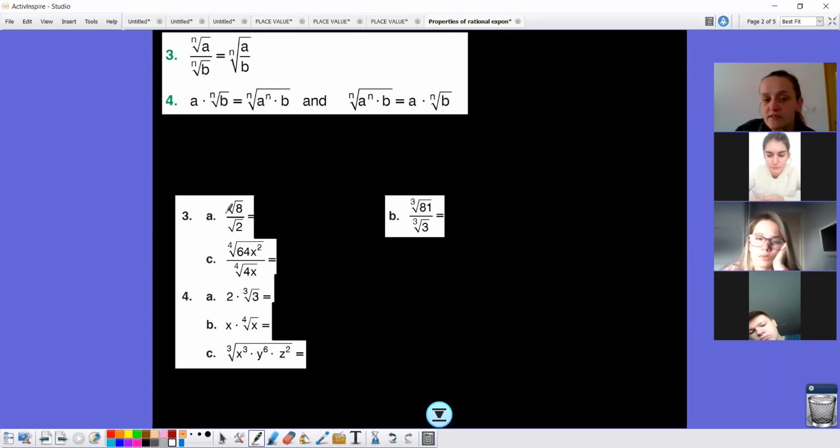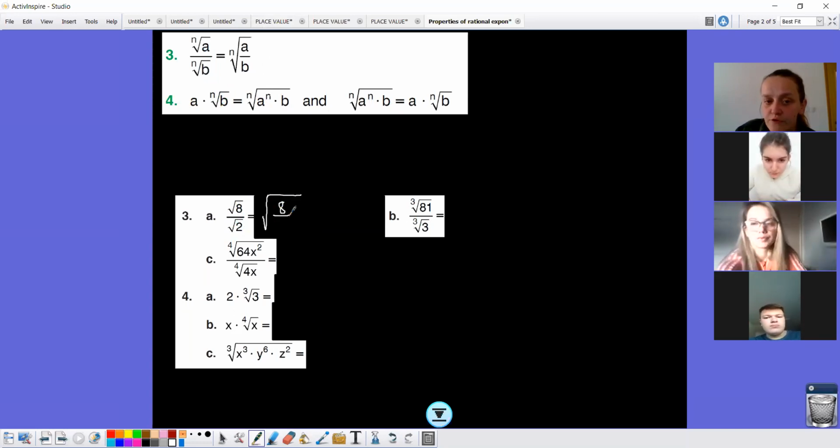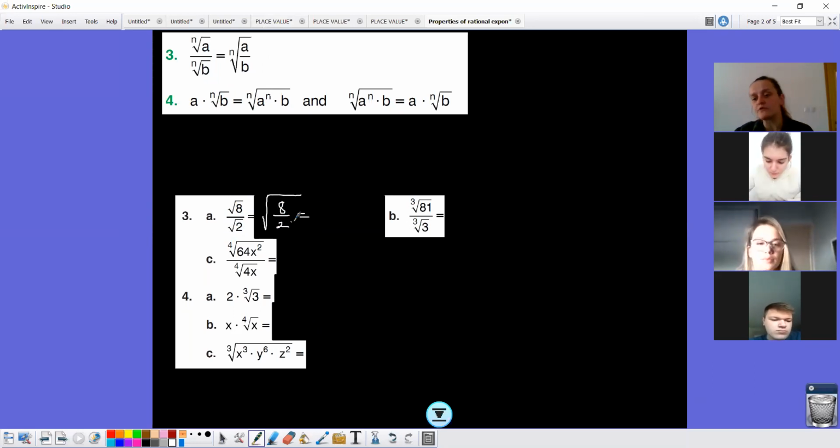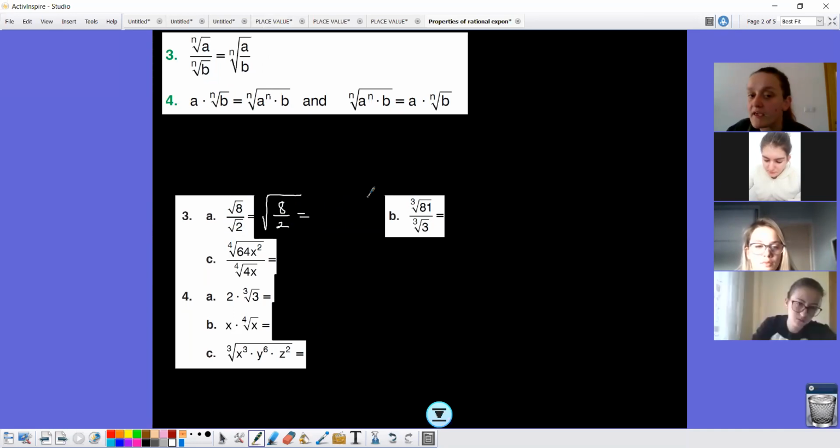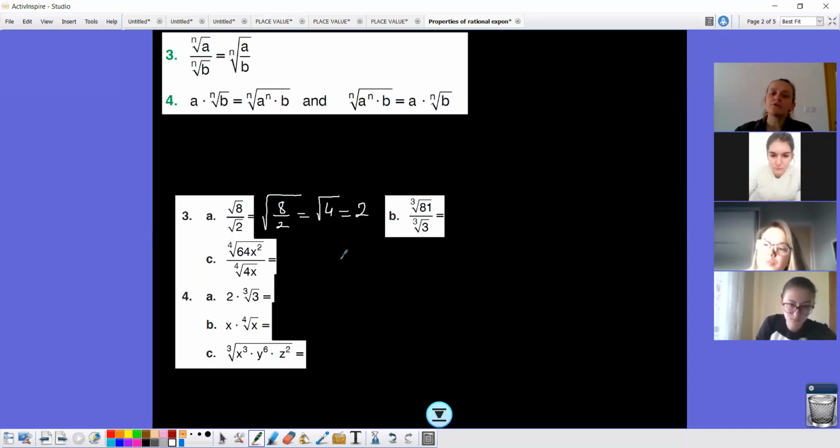So here we have root of 8 over root of 2, which will be root of 8 over 2. What is 8 over 2? It is 4. Root of 4 will be 2. The result of the first one is 2.